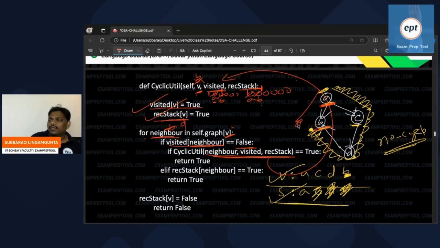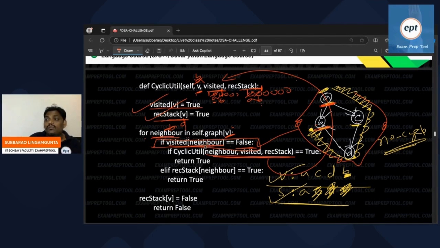It will come here, it will come here, it will come here, it will come. Like that, continue. At some point of time, see this one, check whether visited of a particular vertex is true or false. False. What do you mean? Visited. This is false means visited of my neighbor is false.